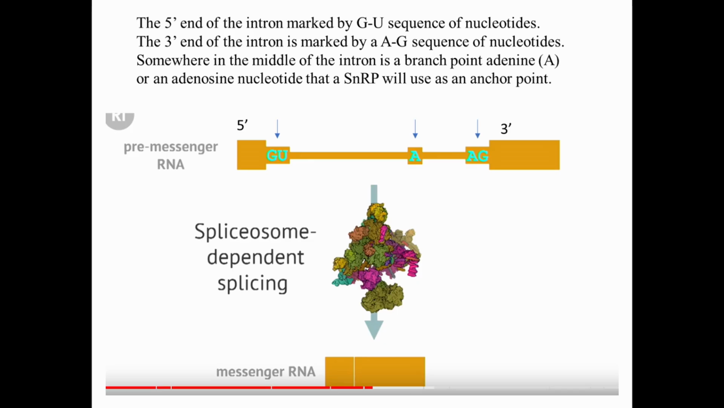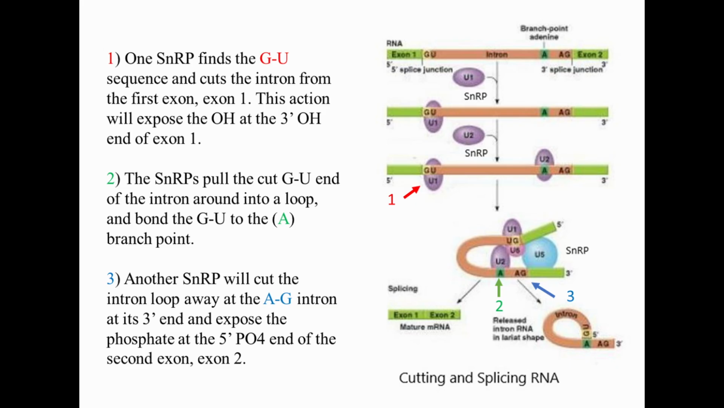Somewhere in the middle of the intron is a branch point adenine A, or an adenosine nucleotide, that a SNRP will use as an anchor point. One SNRP finds the GU sequence and cuts the intron from the first exon, exon 1. This action will expose the OH at the 3' OH end of exon 1. The SNRPs pull the cut GU end of the intron around into a loop and bond the GU to the A branch point. Another SNRP will cut the intron loop away at the AG at its 3' end and expose the phosphate at the 5' PO4 end of the second exon, exon 2.